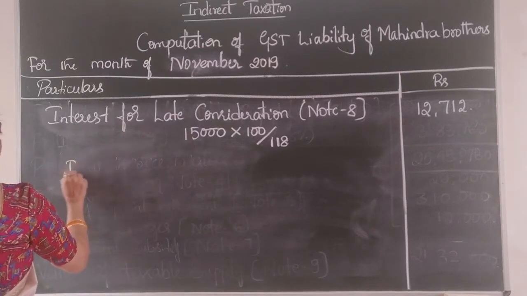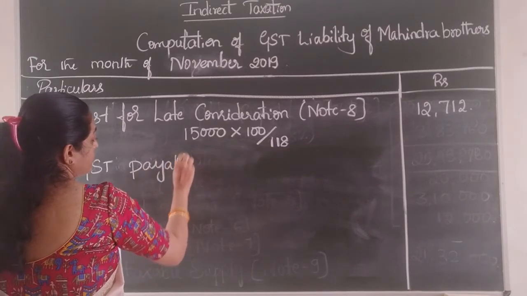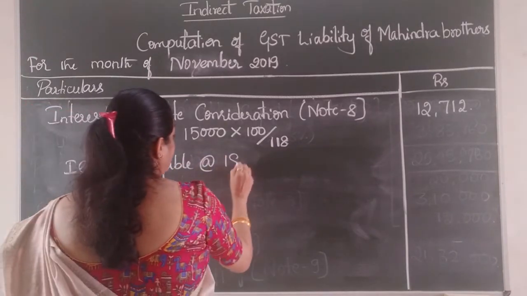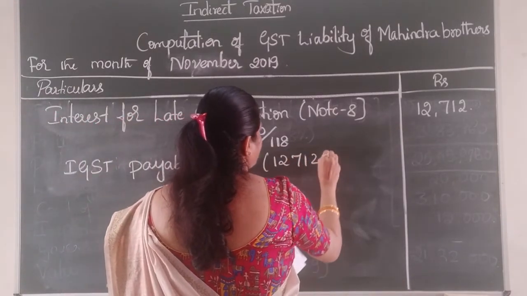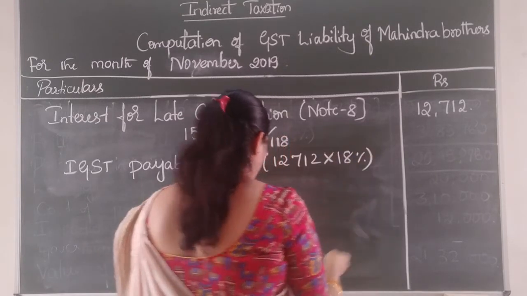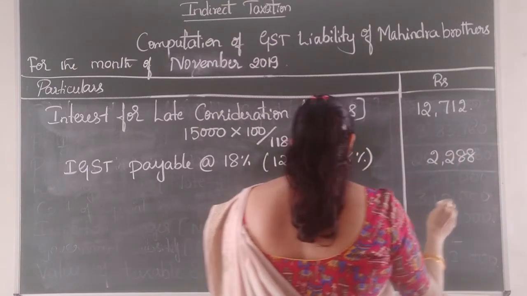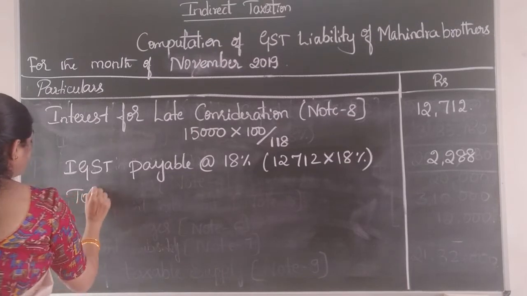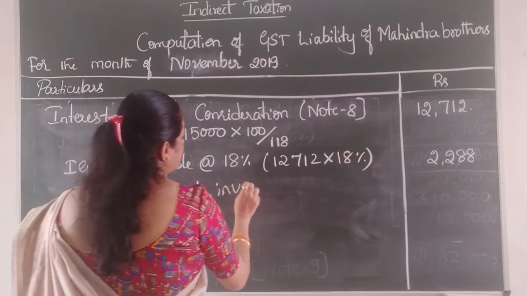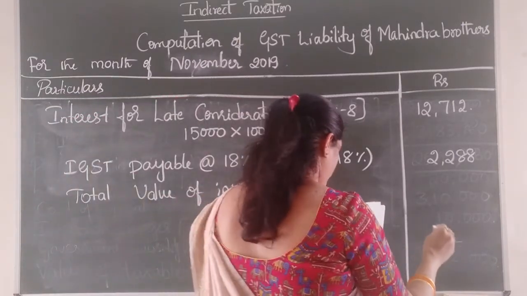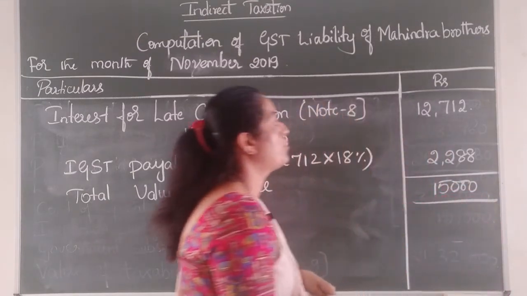So, IGST payable at 18% on 12,712 into 18% gives you 2,288. So, total value of invoice is total of this, which gives you 15,000 as the interest amount.